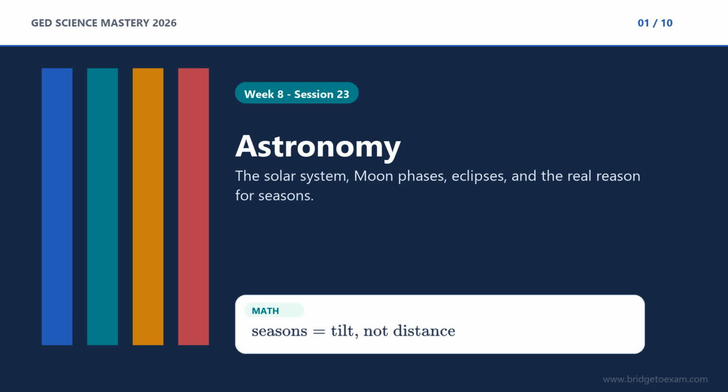Space questions are often friendlier than they look because the GED focuses on a few reliable ideas. Earth rotates, Earth revolves, the moon reflects sunlight, eclipses are shadow alignments, and seasons come from Earth's tilt, not distance from the sun. That last one is a classic trap, and today we will beat it.